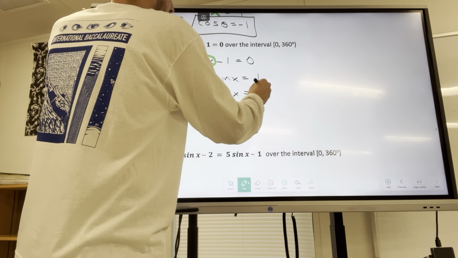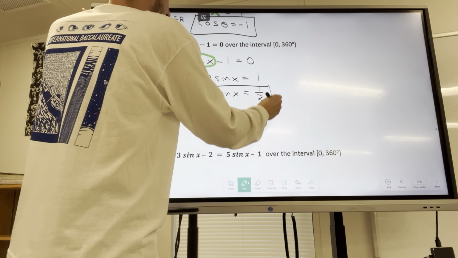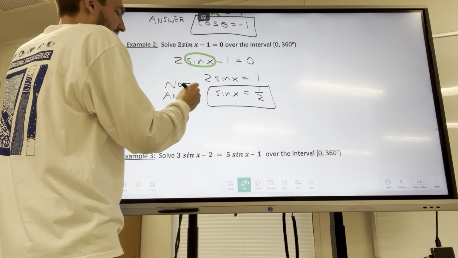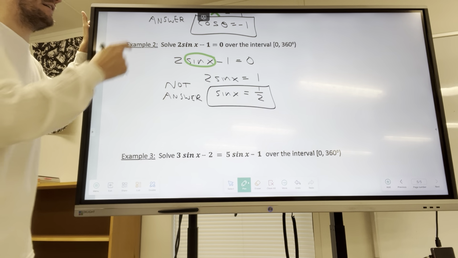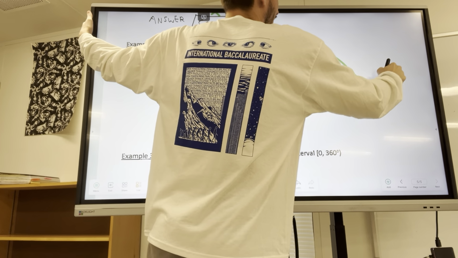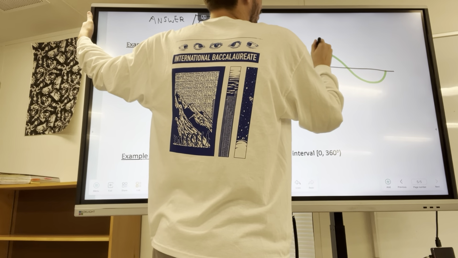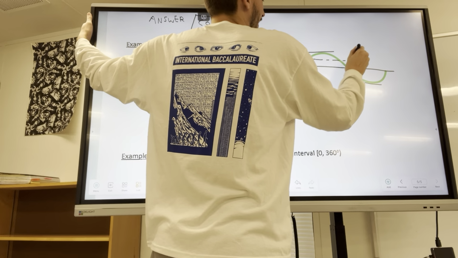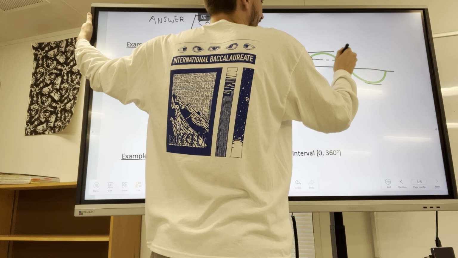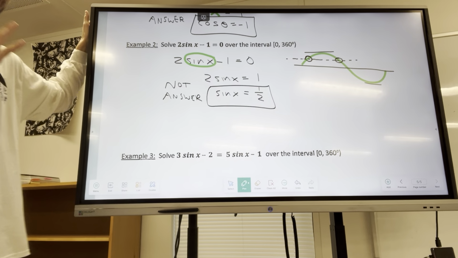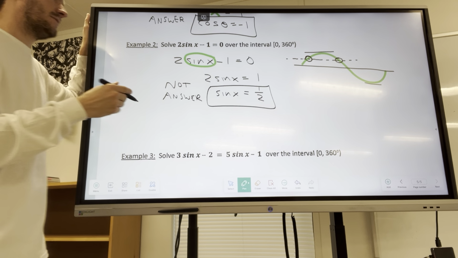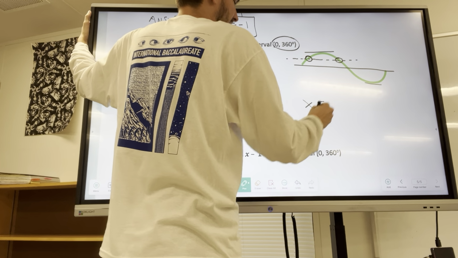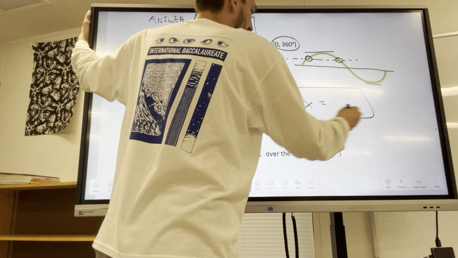Divide by 2, 1/2. Now remember, this is not the answer. This is the end of the algebra. Now it's time to do trig. If you think about your sine graph, remember it goes up to 1, down to -1, and so 1/2 would be right here. I expect to find 2 answers for this question, not 1. So, this question said x, this question wants degrees and not radians. I'm looking for 2 degrees, 2 angles.